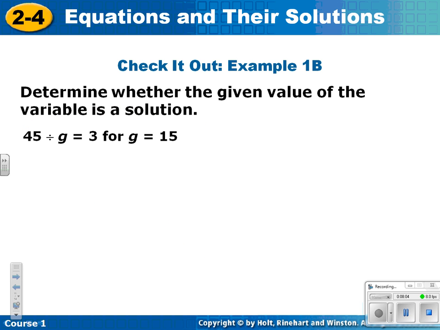Okay? Again, what do we do? So we take this 15, we plug it in for G, we got 45 divided by 15. What is 45 divided by 15? 3. So we have 3 equals 3. Do we have a balanced scale? So what do we do?